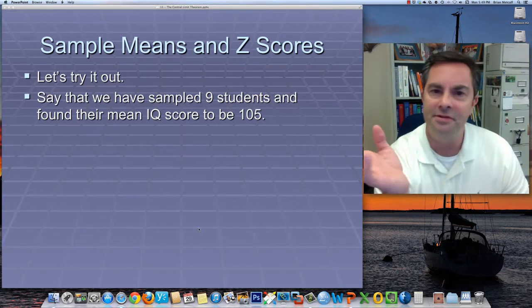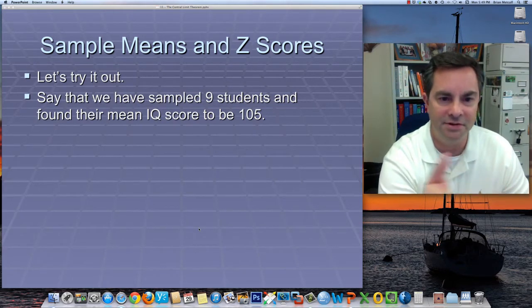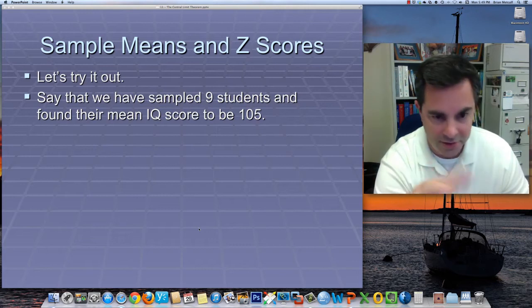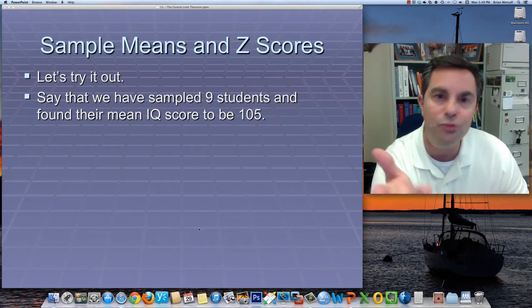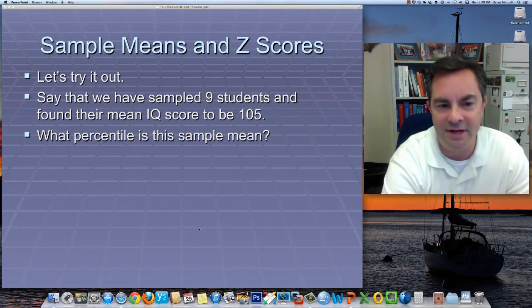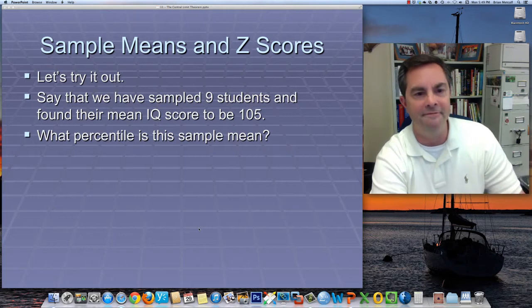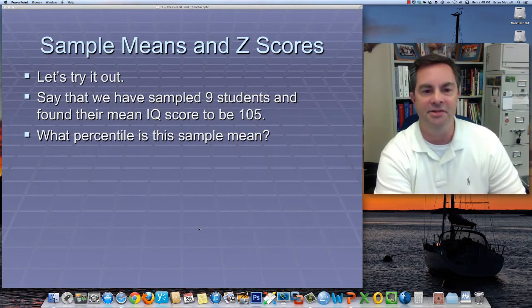Well, this is a good question now. Once we figure out what percentile this is, we'll know whether or not it is normal or unusual to get 9 people to have a 105. So that's the question. What percentile is this sample mean? What percentile is a sample mean of 105 when you have 9 people in a sample?